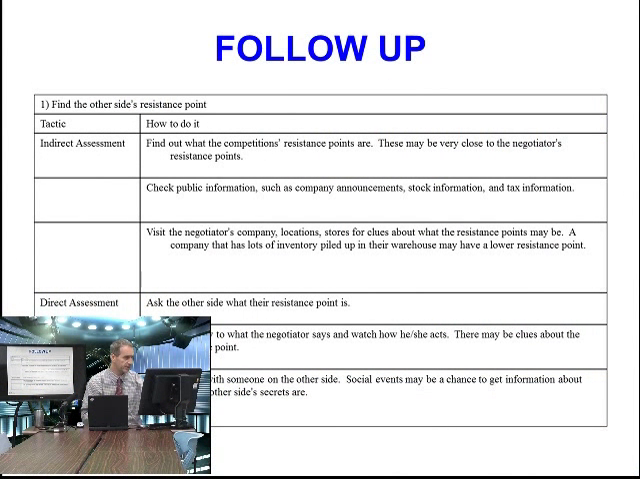I'm not going to go over each one in super detail, but I would like to quickly shoot over a few of them. Indirect assessment, for example. Indirect assessment means, how can you find out what the other side's resistance point is? How do you find out what that target is? You can try to check information, maybe check the newspaper, check some articles, check the public accounting statements of the other company. You can always check the internet, see if you can find something out about the other side, and that information will help you understand this product or this price that you're negotiating over. So indirect means trying to find information in another way.